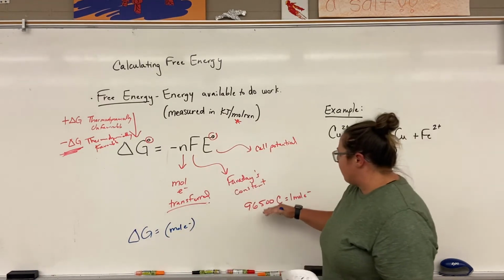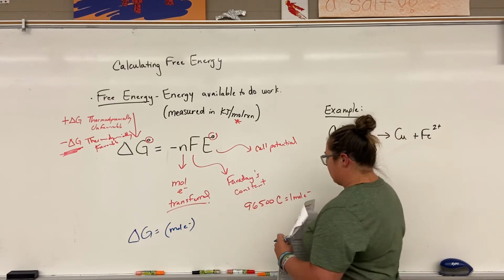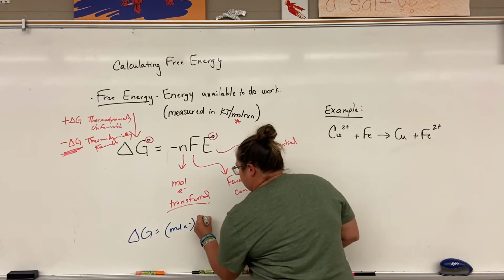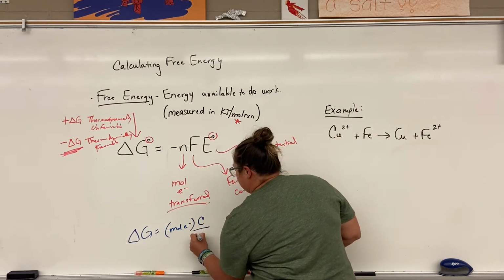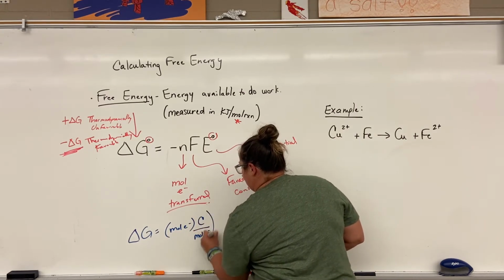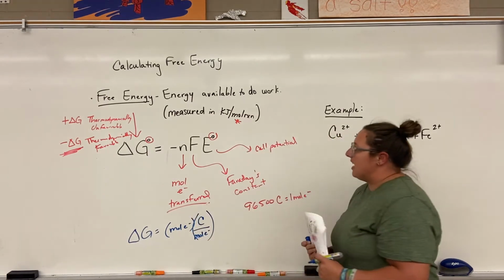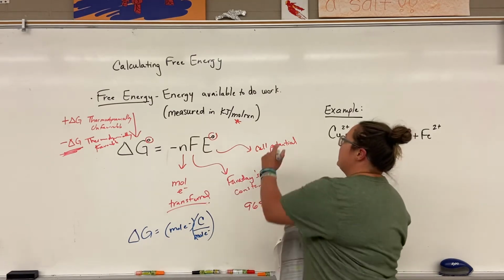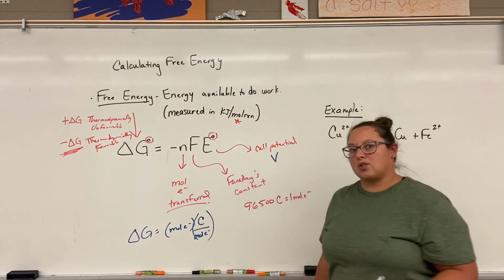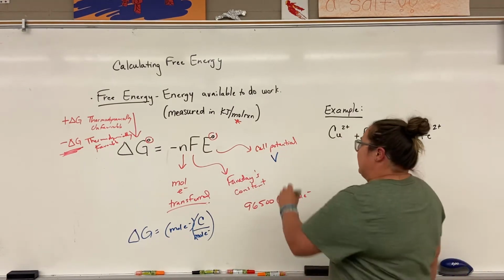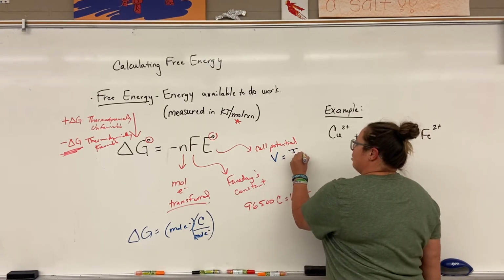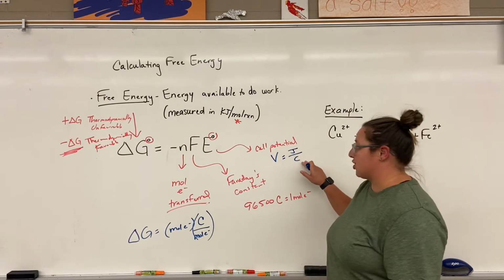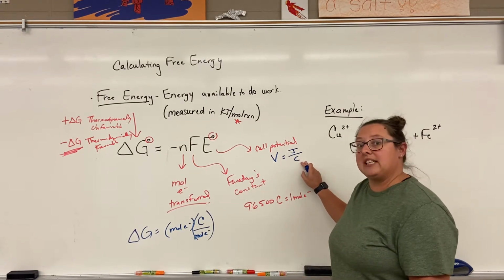F stands for Faraday's constant, which is in coulombs per mole of electron. So I'm going to put in coulombs per mole of electron. And then we're going to plug in E cell's units. Now remember that E cell is measured in volts. Well, a volt is equal to a joule per coulomb. So it's the amount of work per charge. That's what cell potential is.